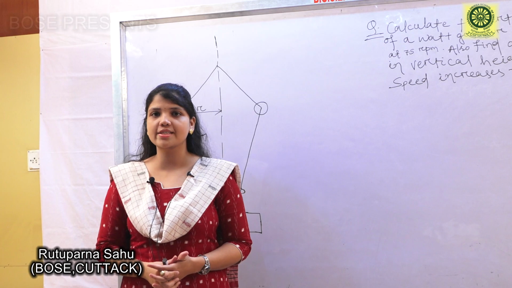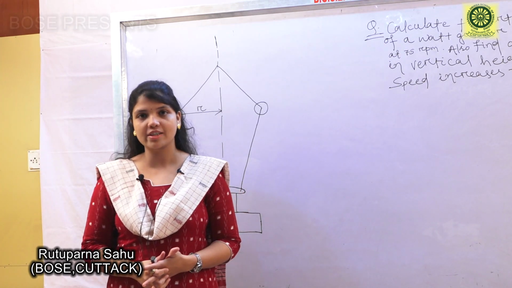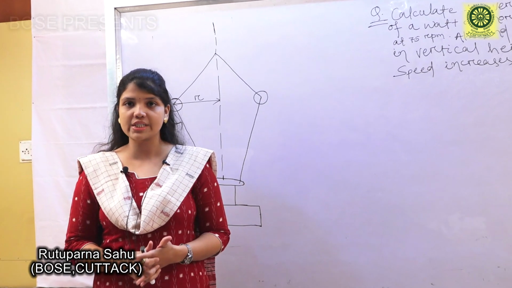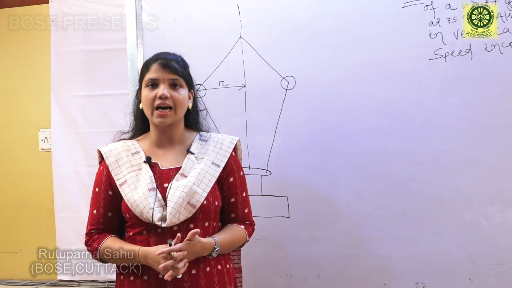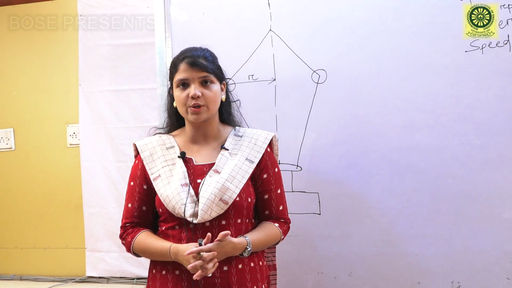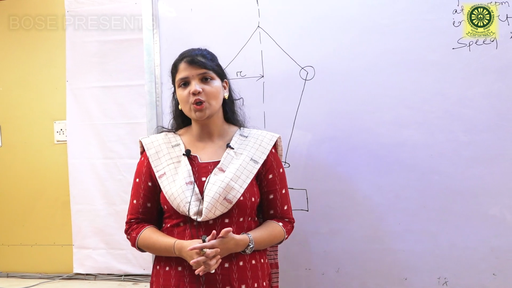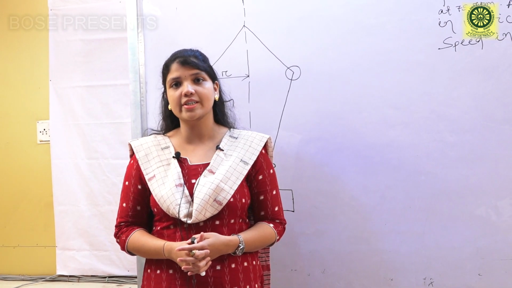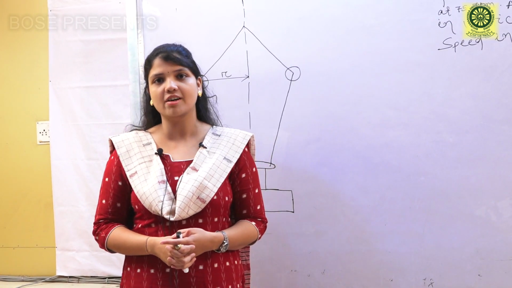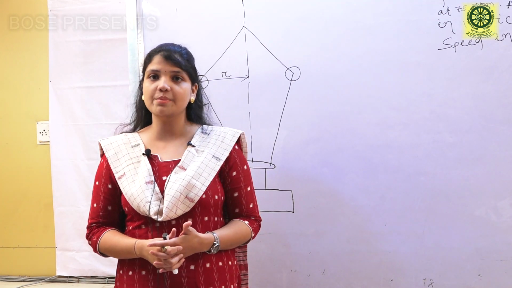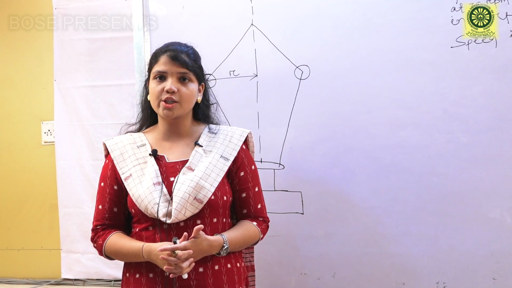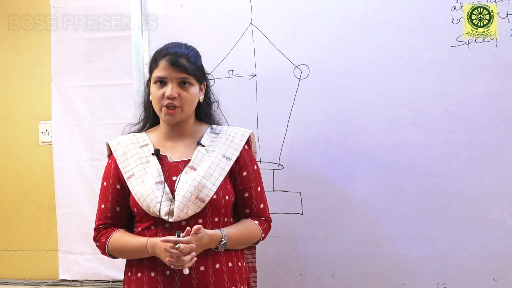In this session we will discuss a problem based on the watt governor, but before that we will see the relationship between the height of the watt governor and the angular velocity. You all know that the function of a governor is to maintain the mean speed of the engine during variable load conditions by controlling the supply of the working fluid.